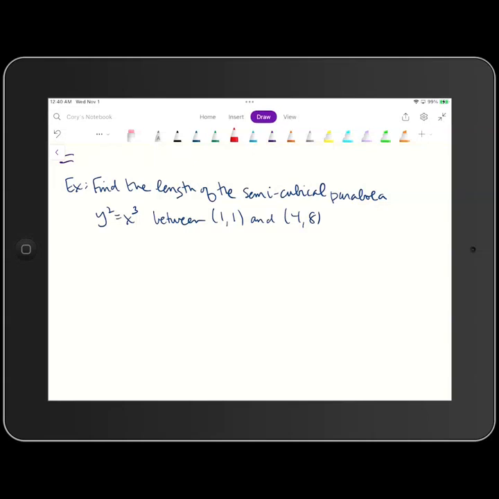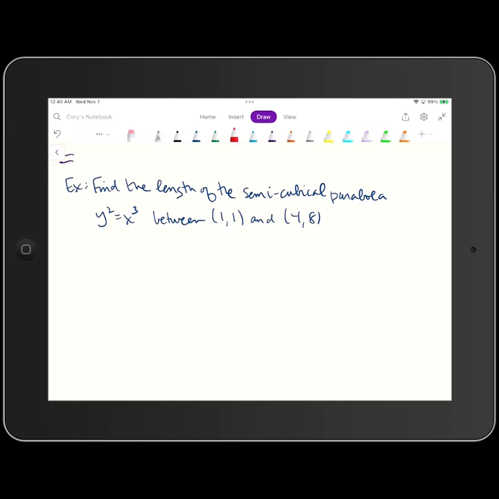Okay, so we are going to finish up section 8-1 on arc length that we started in class on Monday. So we went over how we derived the arc length formula. And we're just going to do two examples here utilizing that arc length formula.